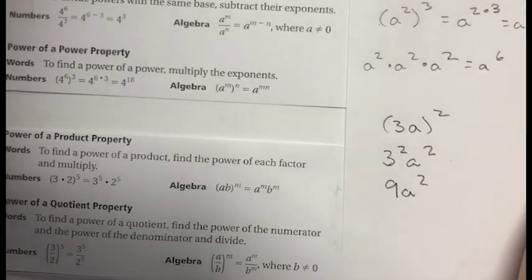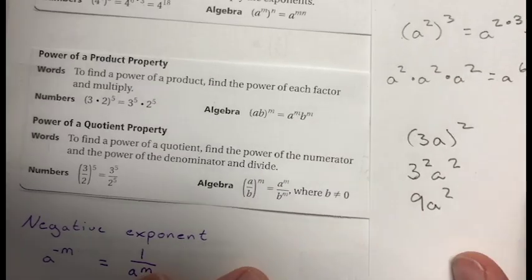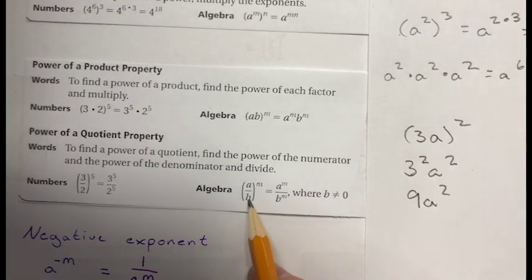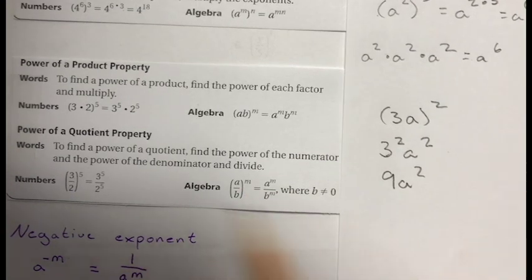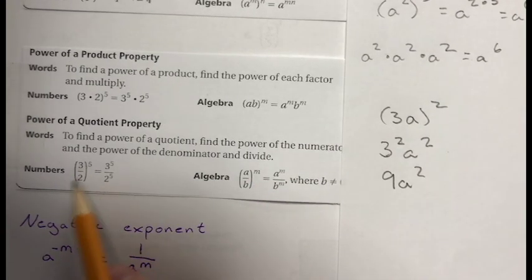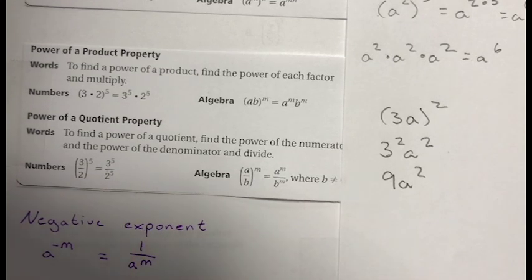All right? And then the same concept happens in division, where if I'm dividing, it's still raising everything to that power. So notice this, 3 divided by 2, all raised to the 5th power. I'm basically going to go 3 to the 5th divided by 2 to the 5th, using the power of a quotient property, which is, again, very familiar to you. It should seem like the distributive property.